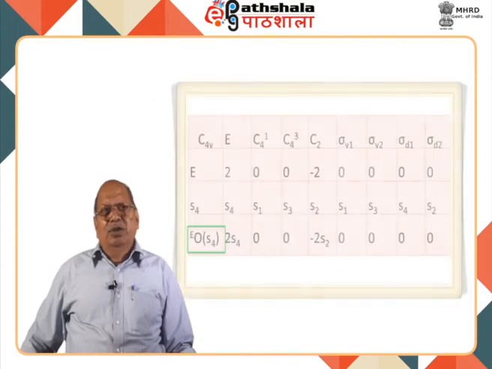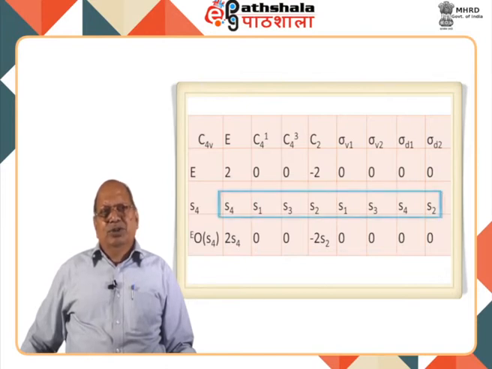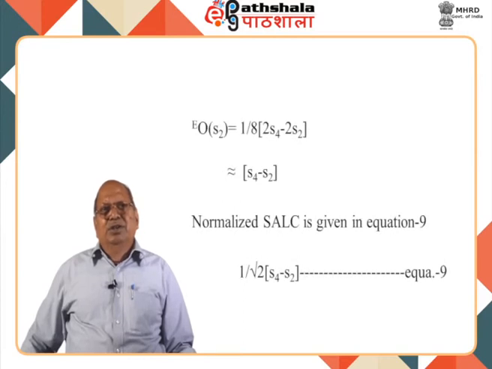Finally, if you make use of E operating on S4, again here we look up the table given below and see how S4 transforms. S4 goes S4, S1, S3, S2, S1, S3, S4, S2 like this, and similarly EOS4 transforms as given in the last row of this table. And just completing the whole procedure, the normalized SALC is given by equation 9, 1 upon under root 2 S4 minus S2.